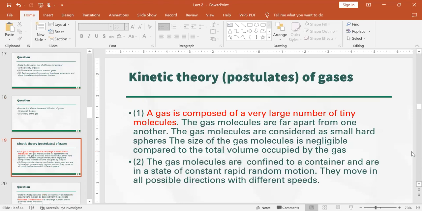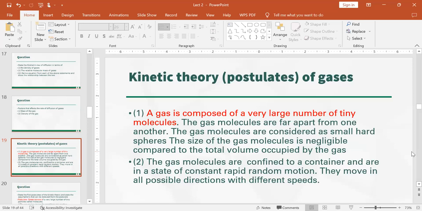Imagining gas as consisting of a large number of tiny molecules. You cannot see gas, but you can see it flowing. That means the particles are very small and far apart from each other. That means the molecules are far apart.